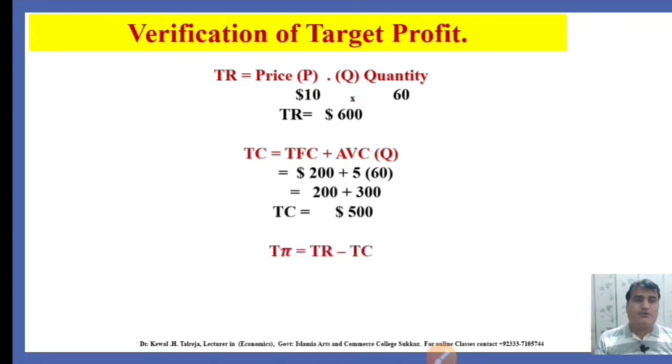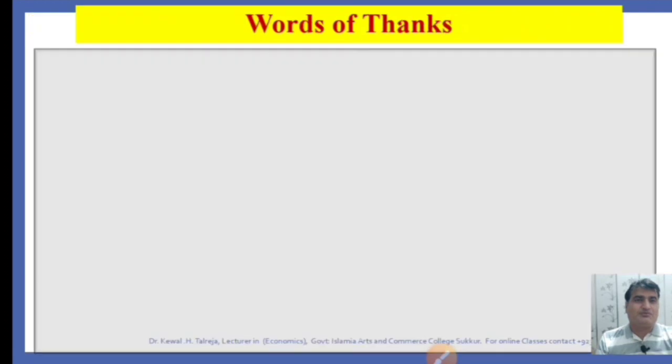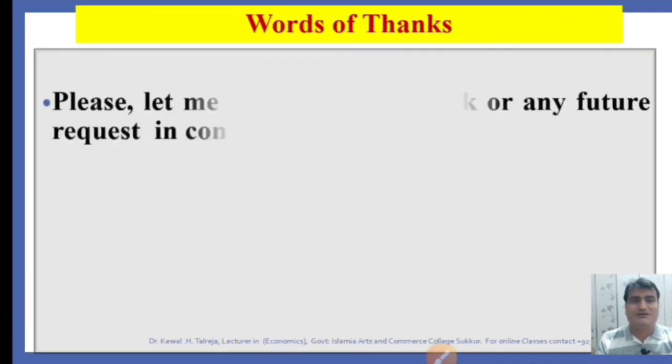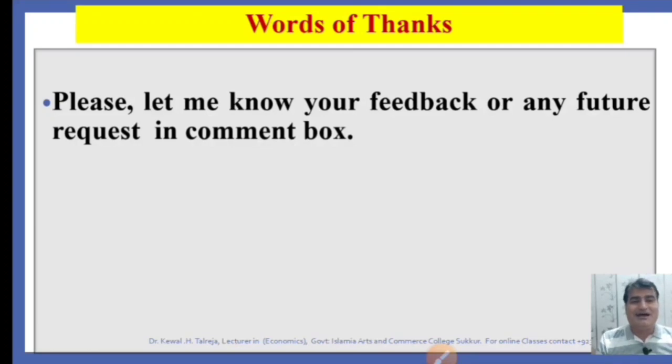By the profit formula, the total profit is equal to total revenue minus total cost. The total revenue of the firm is $600, whereas the total cost of the firm is $500, and the targeted profit is achieved. So we are happy with it. We have achieved our targeted income. So this is all about how to achieve the target income. The target quantity needs to be produced in order to achieve the target profit. It will be helpful for every firm to achieve its target profit and target quantity.